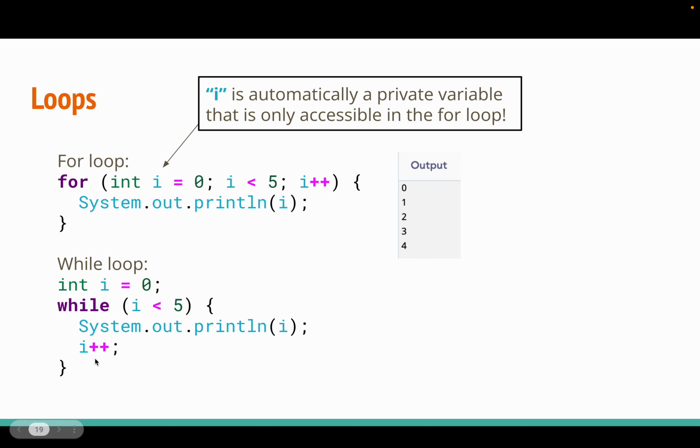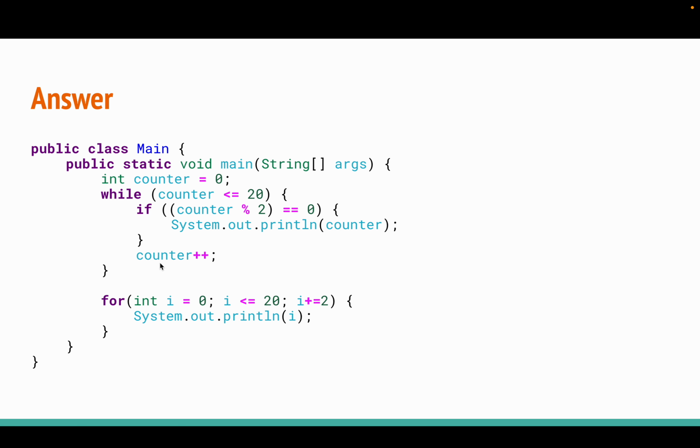Alright, here's the answer. In our main class, we're going to go into our main method, and we're going to make a counter int equal to 0, and then we're going to say while counter is less than or equal to 20, if counter mod 2 is equal to 0, essentially, if the remainder of dividing counter by 2 is equal to 0, or in even simpler terms, if counter is even, then print out counter. And then at the end, regardless of whether you printed out counter, you're going to add 1 to counter.